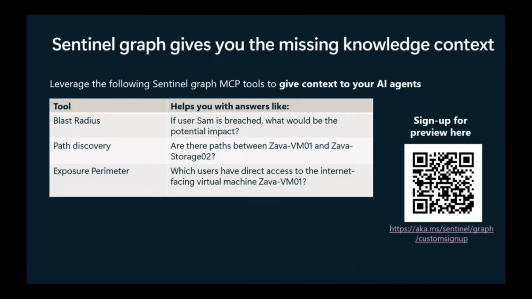So packaging this into a purpose-built Sentinel MCP tool, it's going to include the blast radius, the path discovery, and the exposure perimeter. Your agent can answer questions like, what is the blast radius from Jane Smith? Is there a path between user X and key vault Y? Is there a path between two specific users?